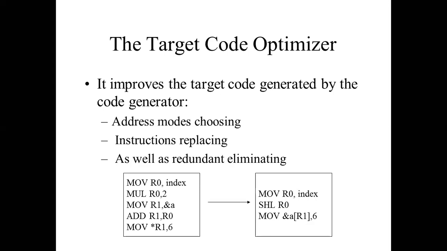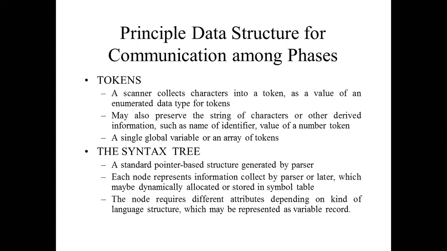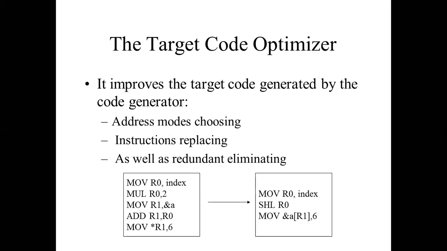We can also write the same assembly codes like on the right side. Move R0 index SHL R0 move, like this. So these are the assembly codes. Even so, we can reduce or do the optimization technique on the right side. So these are called the optimization techniques on the target code.